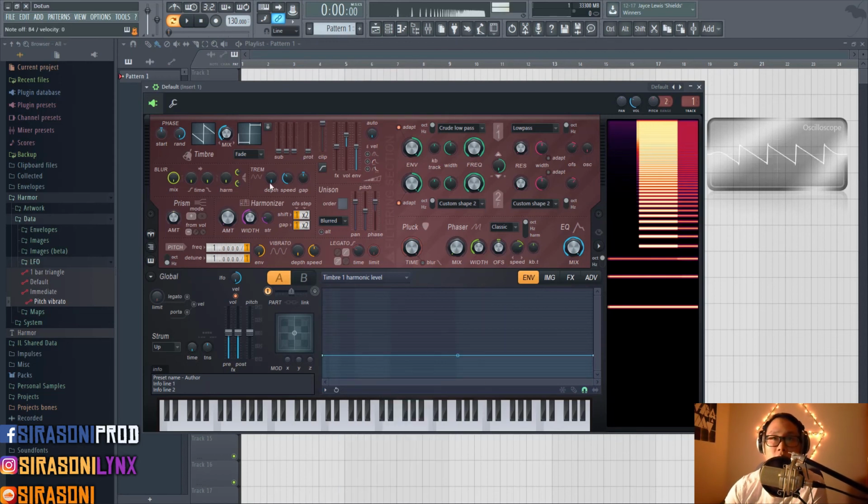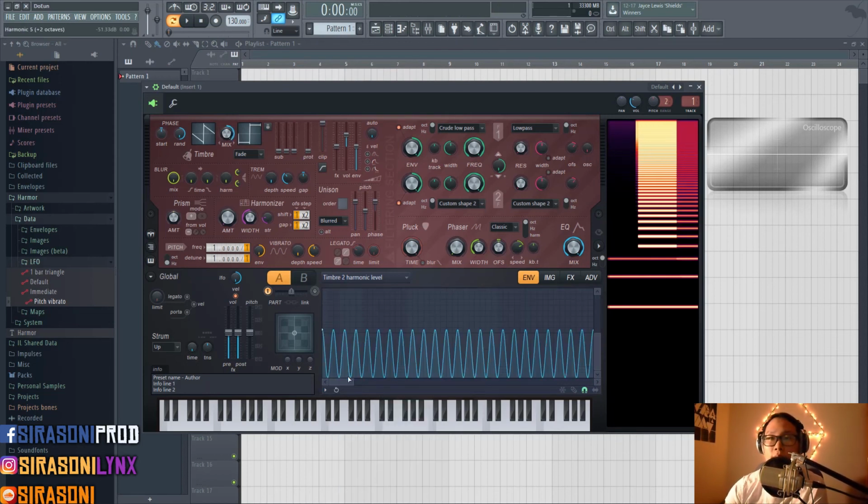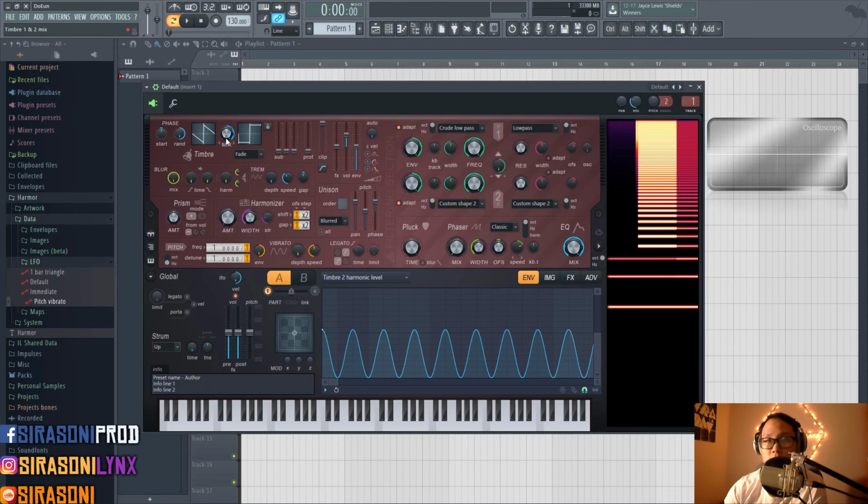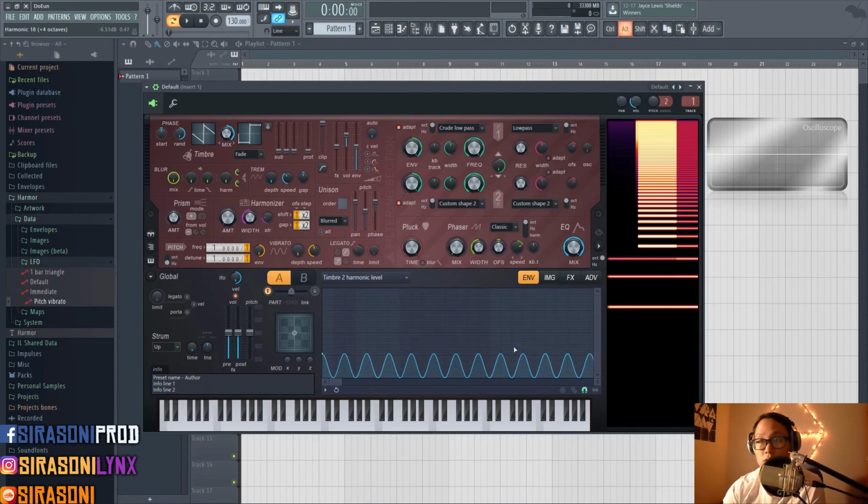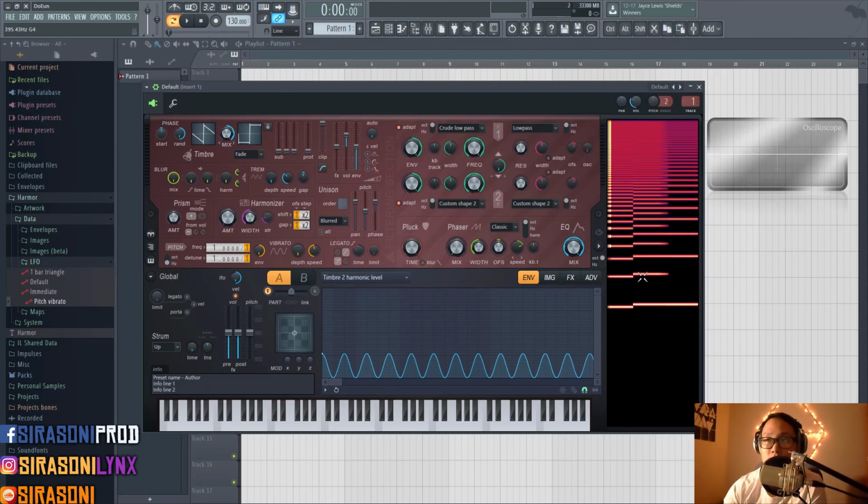Same with Timbre 2. Click on it, and it's shaped in a little wave like this right now because, as you guys know, the difference between a square wave and a saw wave is that the square wave cancels out every even harmonic. So as you guys can see, all the even harmonics are canceled out in here. See, the even harmonics are gone.